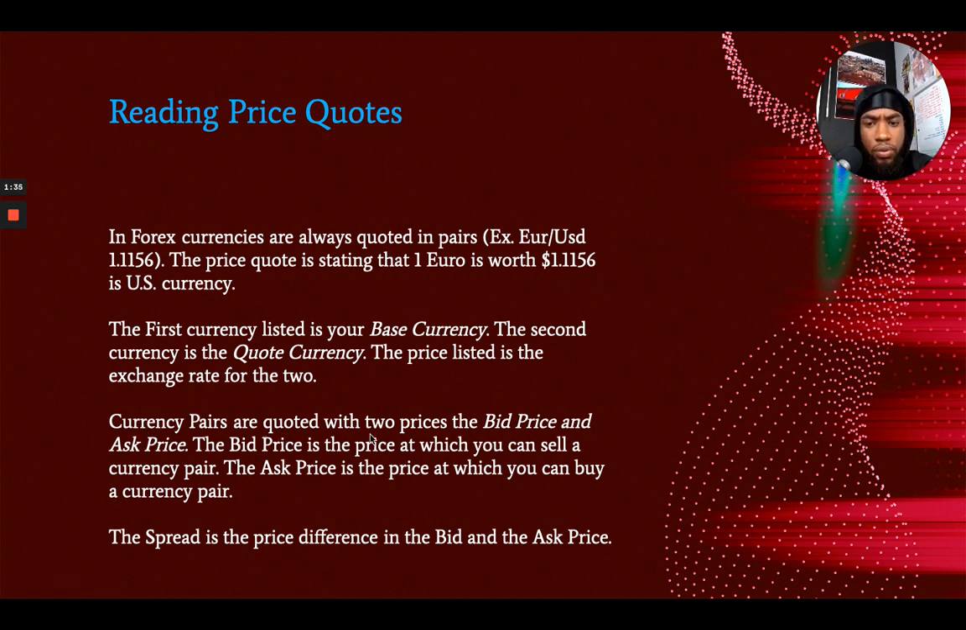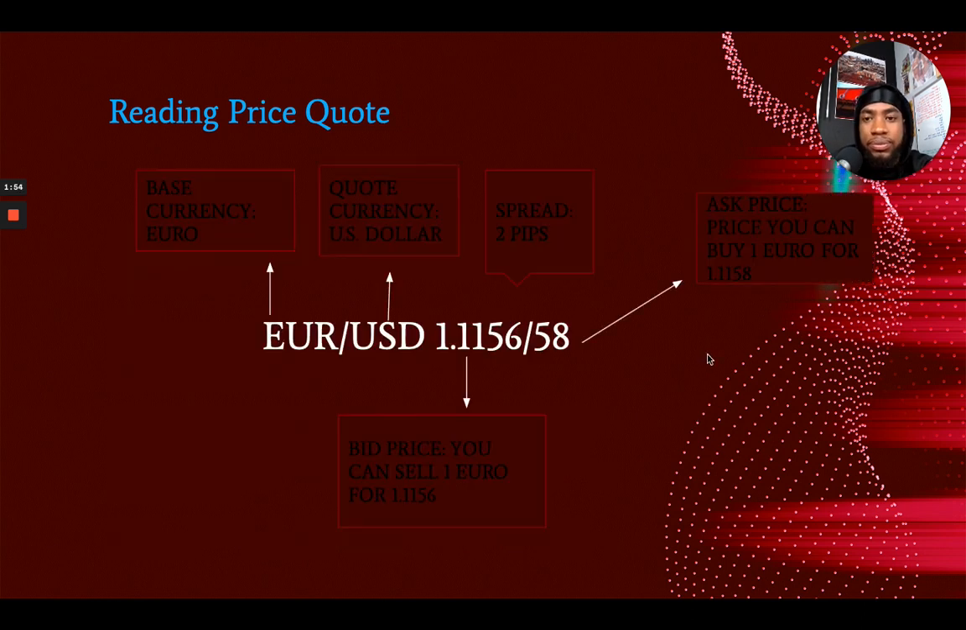So currency pairs are quoted with two prices, the bid price and the ask price. The bid price is the price at which you can sell one currency pair at, and the ask price is the price at which you can buy that currency pair at, right? The spread is going to be the price difference between the two, and I'll actually have a screenshot of what that actually looks like on your trading platform.